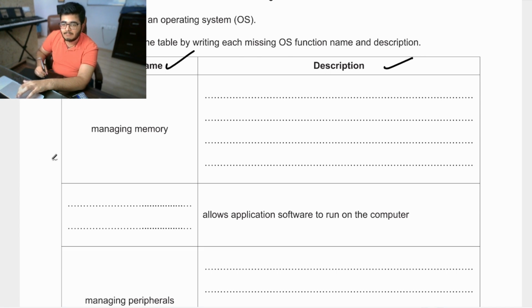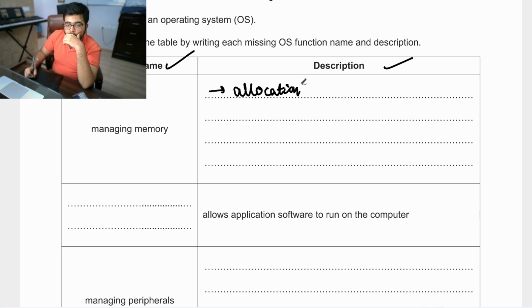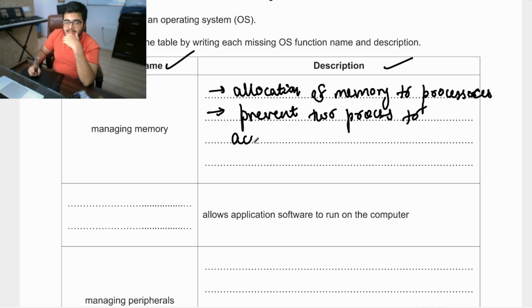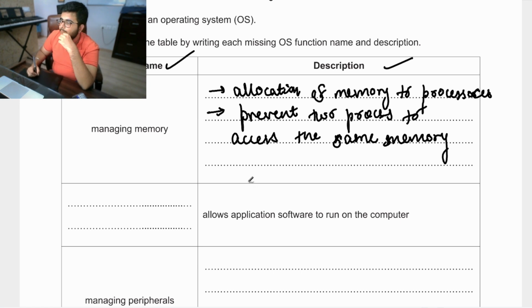Okay, now they're asking you the function name and the description. So what is managing memory, right? You are going to say that managing memory is a process which allocates memory, so allocation of memory to processes, right? This is what memory management is, and also it will prevent two processes from accessing the same memory so that the system doesn't crash, right?